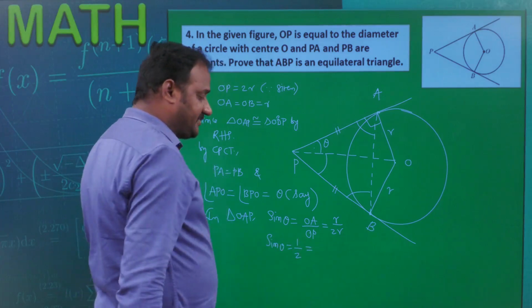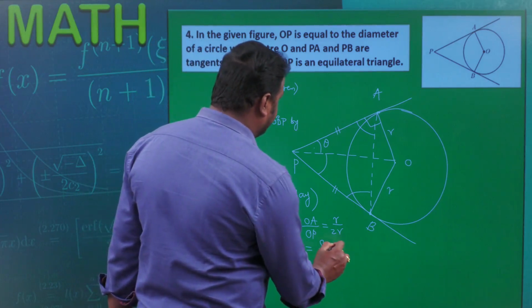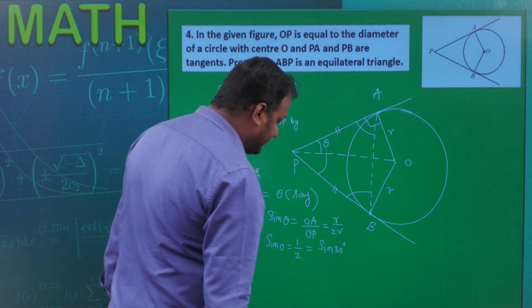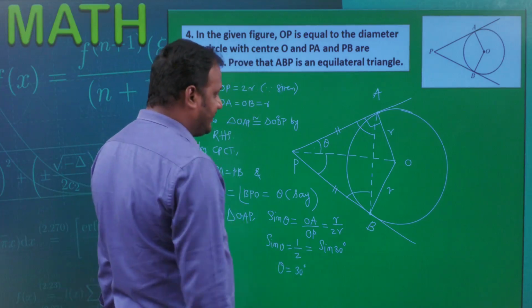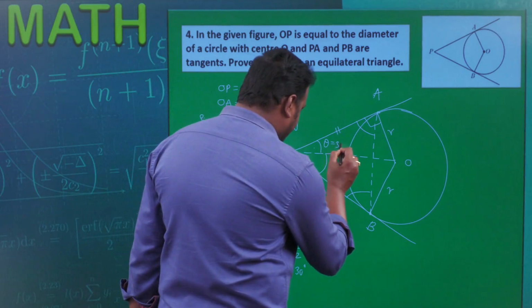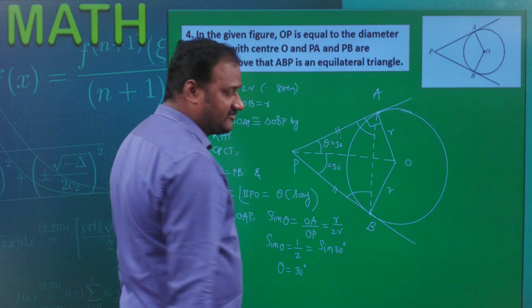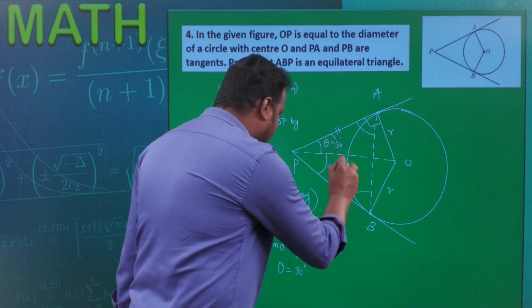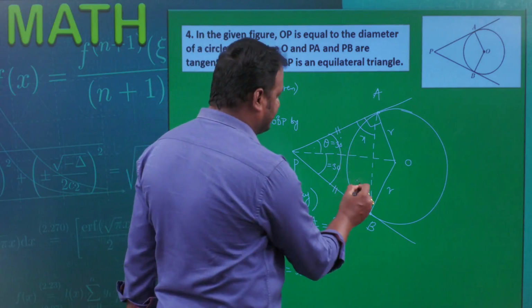Sine theta is equal to 1 by 2 means sine how much is equal to 1 by 2? Sine 30 degrees is equal to 1 by 2. Right? So sine 30 degrees is equal to 1 by 2. Therefore the value of theta is equal to how much? Theta is equal to 30. It means this angle is equal to 30. Then this angle is also equal to 30, right? So 30 plus 30 is equal to 60. Means this entire angle is equal to 60 degrees. And these two angles are same. Let it be x and this is x.